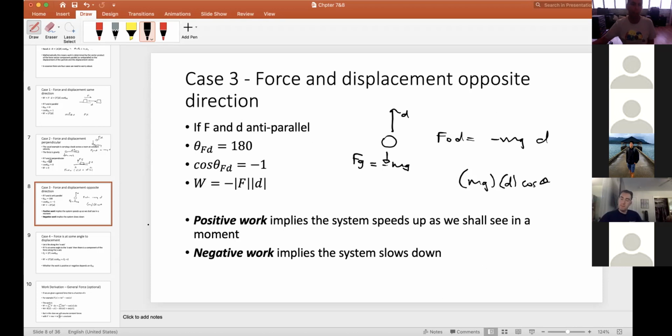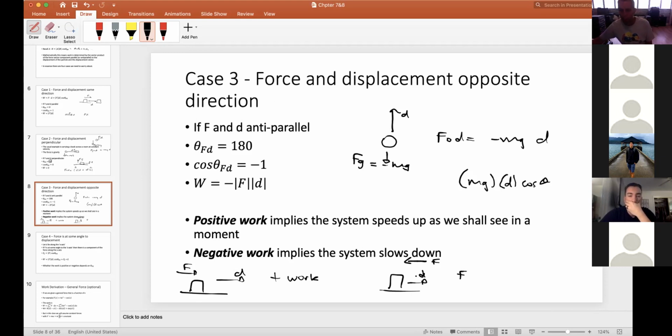Let's try to think about this. If I push my block in the same direction that it moves, I do positive work. That's because F and D are in a parallel direction, same direction. But what if the block was already sliding this way? So it's moving this way, but I'm trying to slow it down with some force acting in the opposite direction. Here, when F and D are anti-parallel, meaning they're in opposite directions, I get negative work. I slow down the object. Negative work takes energy out of the object.